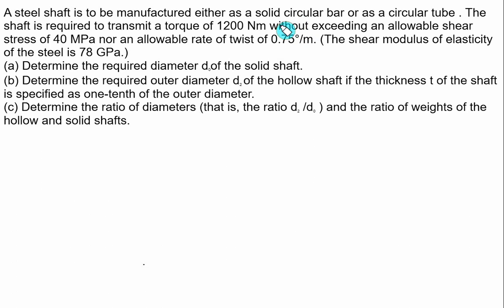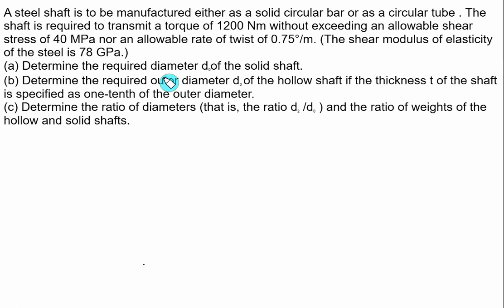So for designing the solid and hollow shafts, we have two constraints. One constraint is that the shear stress should not exceed 40. For that purpose, we will get two diameters for the hollow section, that is DO and DI, and one diameter for the solid section.